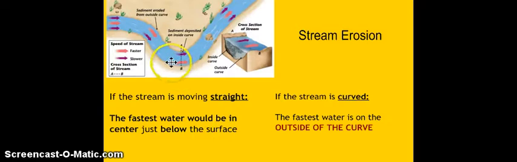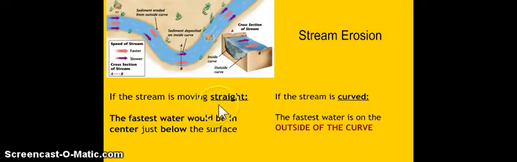So if we look here, the water is moving the fastest in the center. So we're going to have the most erosion on a straight part of the stream in the center and more deposition on the sides where it's moving slower. On the outside curve of a meander, where water is moving fastest, this is where we're going to have the most erosion. And where it's moving slowest on the inside corner, we're going to have the most deposition.